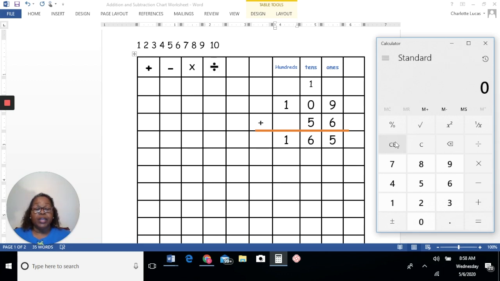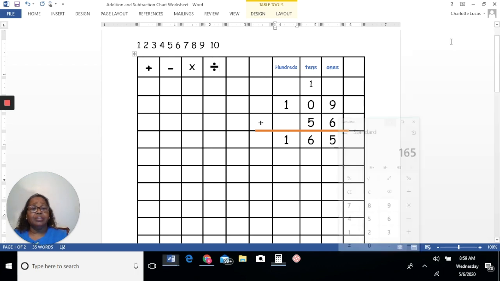And let's see what we're adding. 109. The digit 1, the digit 0, the digit 9. Plus, I need to go to my plus and add that in, plus 56. The digit 5, the digit 6. The only way I can get an answer is to hit the equal sign. The equal will give me the answer. I hit the equal sign, 165. We got the right answer. Very good. You're doing a great job.